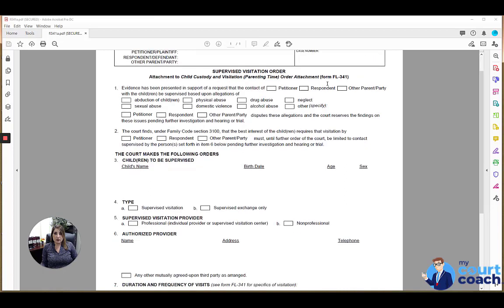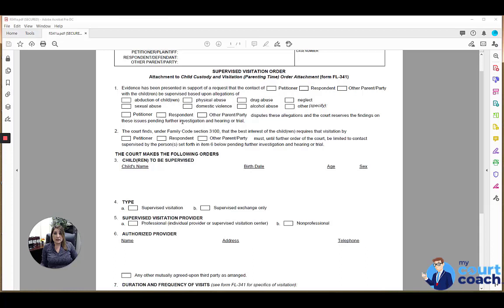Most likely, if a court's ordering supervised visitation, the court has some sort of explanation as to why they're requesting that the contact of a party be supervised. And so in field 1, you would mark the box of the conduct of the party that gave rise to the concern of the court. The options listed are abduction of children, sexual abuse, physical abuse, domestic violence, drug abuse, alcohol abuse, neglect, or other. If there's another type of conduct that the court has identified that is not listed here, you would mark that box and explain what that is to the right of that.